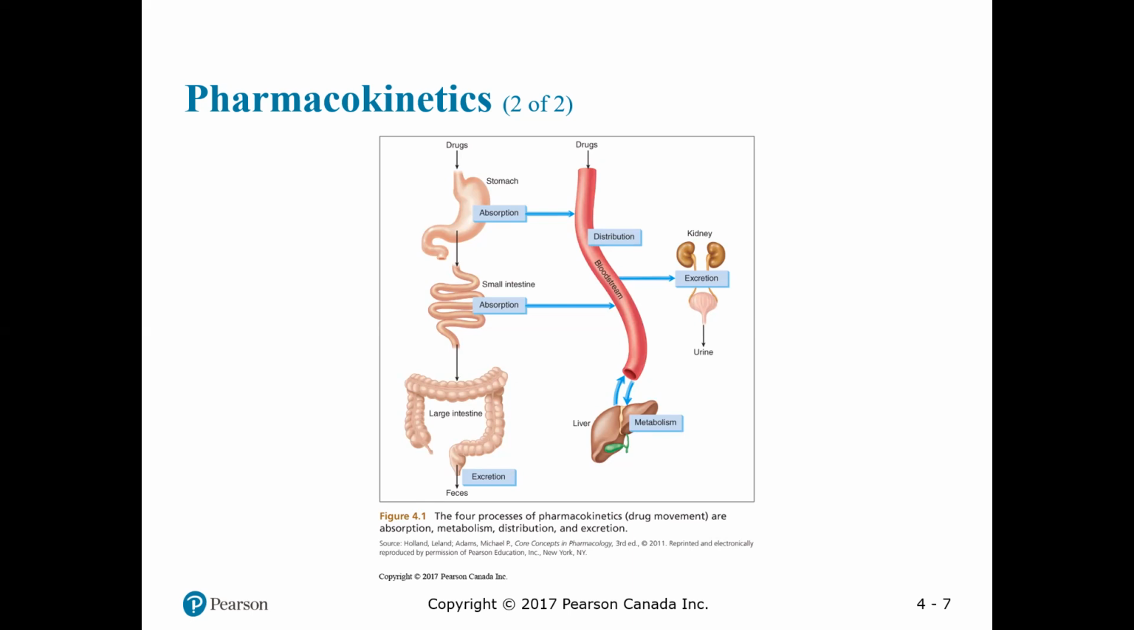It also goes into the large intestine to leave the body in the form of feces, and through the urinary bladder in the form of liquid urine. So this is how the process goes. You should know which organ is for which type of pharmacokinetic process. Like the stomach and small intestine are for absorption. The bloodstream is for distribution. The liver is for metabolism. And for excretion, we have the kidneys and the large intestine.